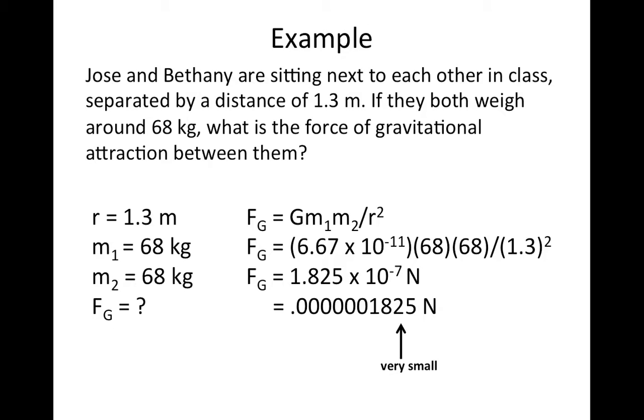So that's why when you're sitting in class, your chair doesn't automatically start scooting over to somebody who's really big and heavy in your class, because even if they are really big, the gravity between each other is going to be very, very, very small. The only reason we are attracted so much to the Earth is because the Earth is ridiculously huge.